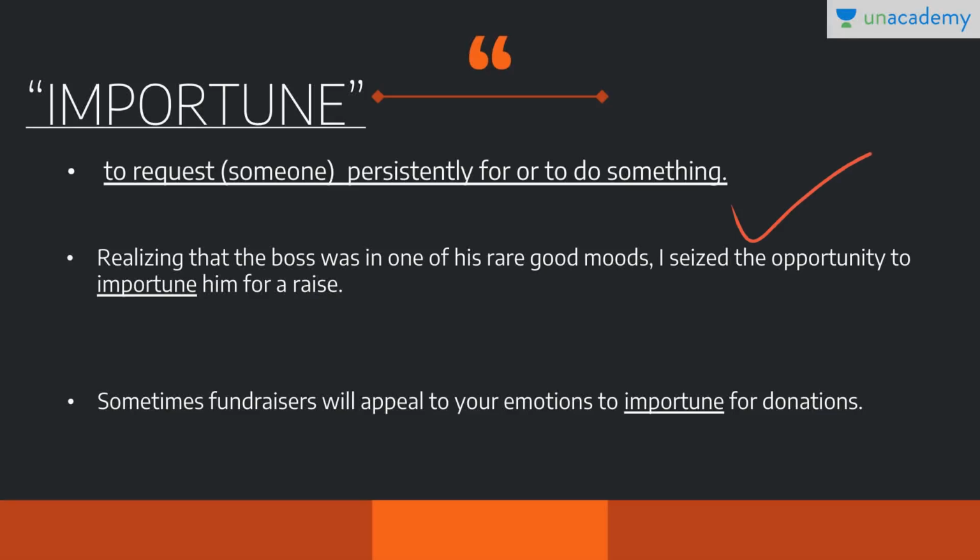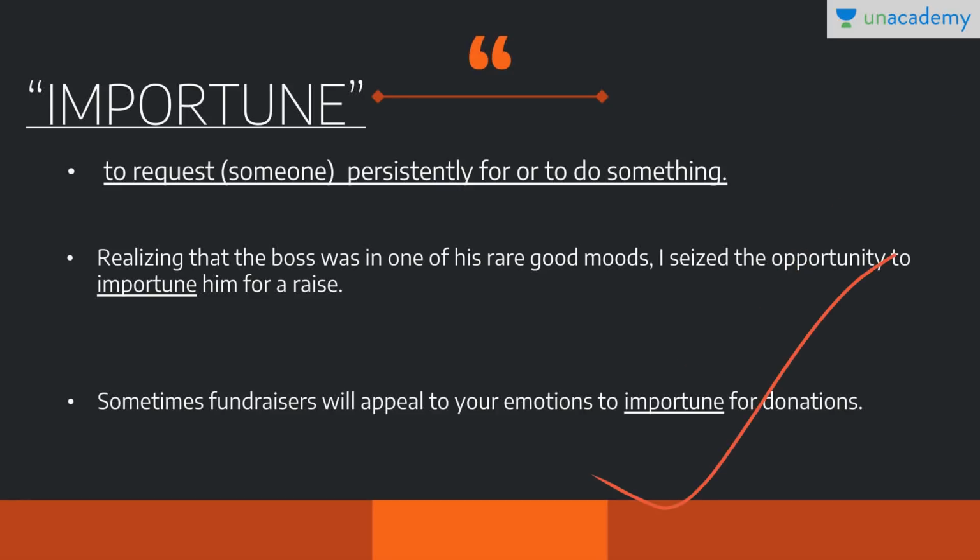So the first word is importune, which means to request someone persistently for or to do something. So you request somebody consistently to do something. Realizing that the boss was in one of his rare good moods, I seized the opportunity to importune him for a raise. So, importune means to request him for a raise. That's how we use the word importune.